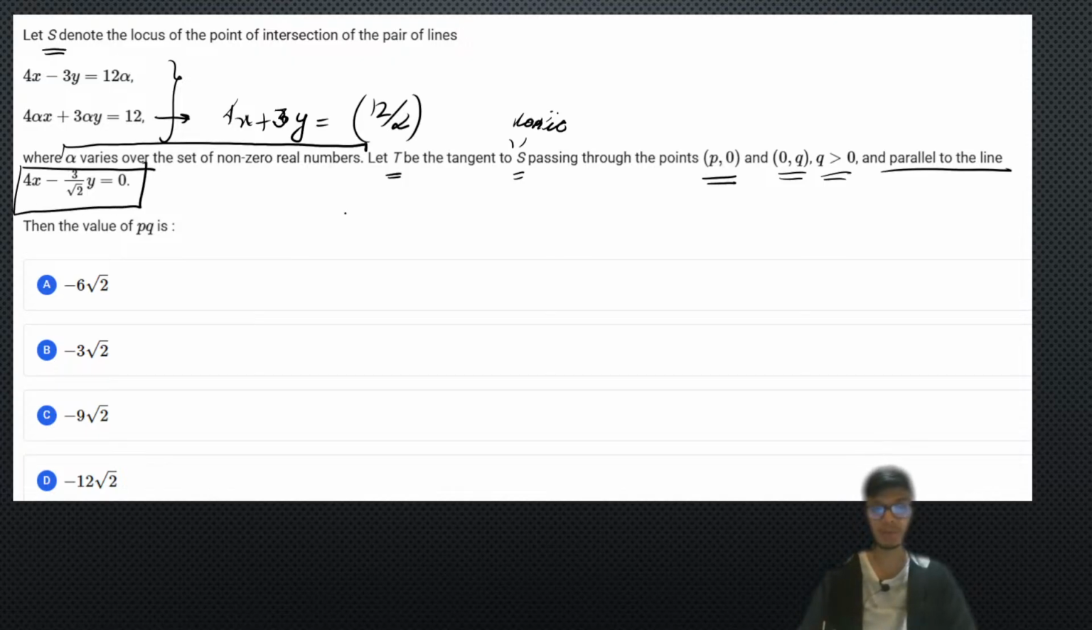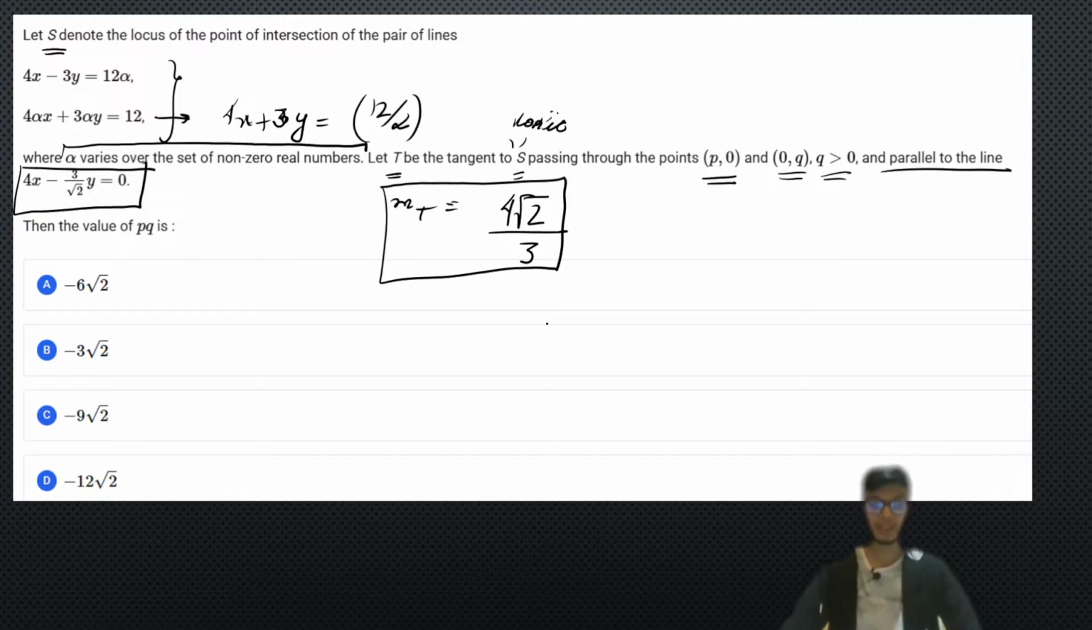So this information gives me the slope of the tangent, which is equal to the slope of this line. That is minus the coefficient of x by the coefficient of y, which is going to be 4 root 2 upon 3. So that's basically the slope in our equation of the tangent.